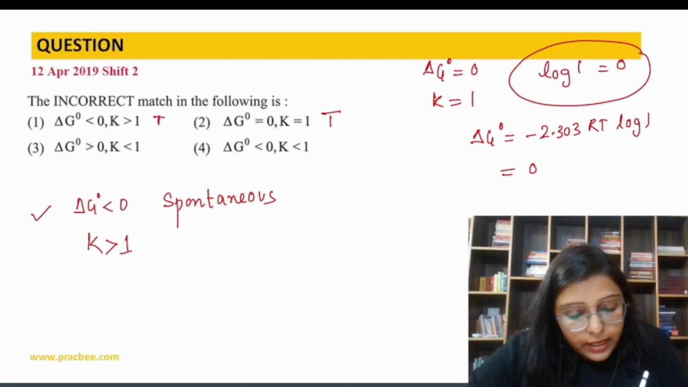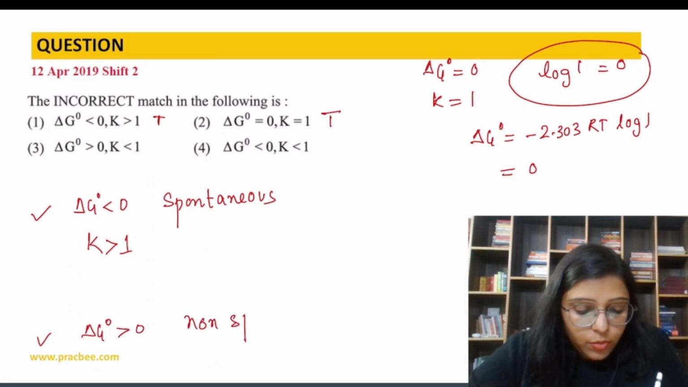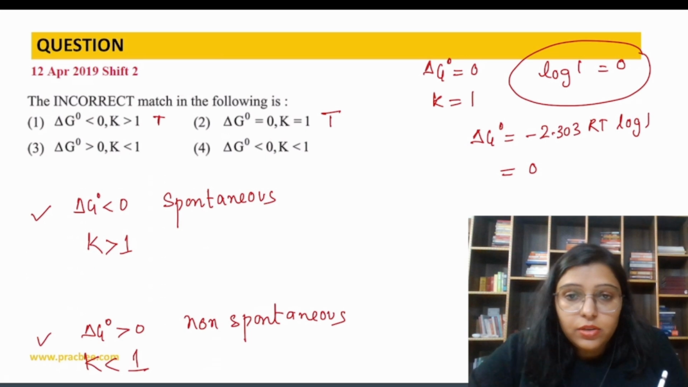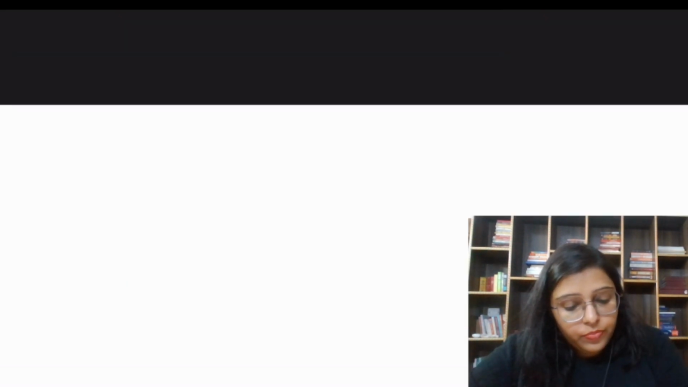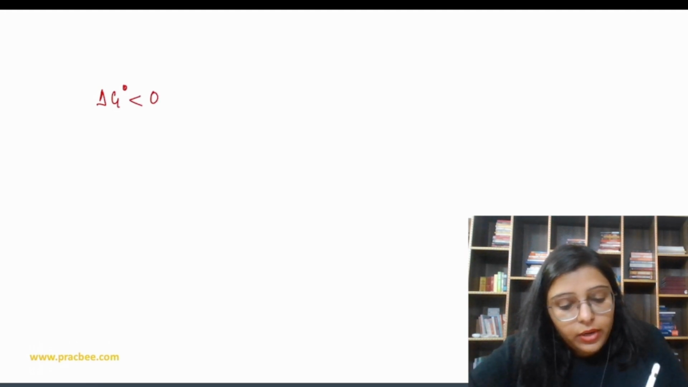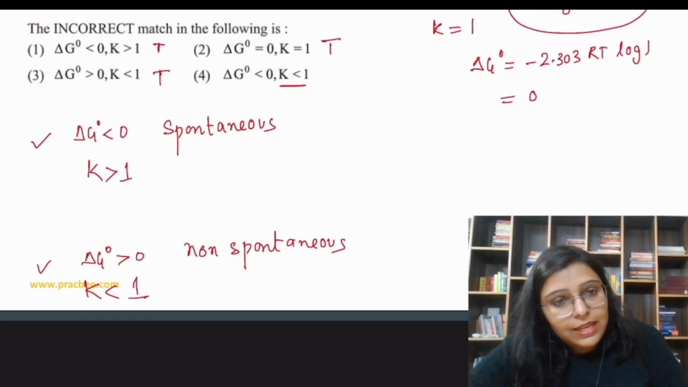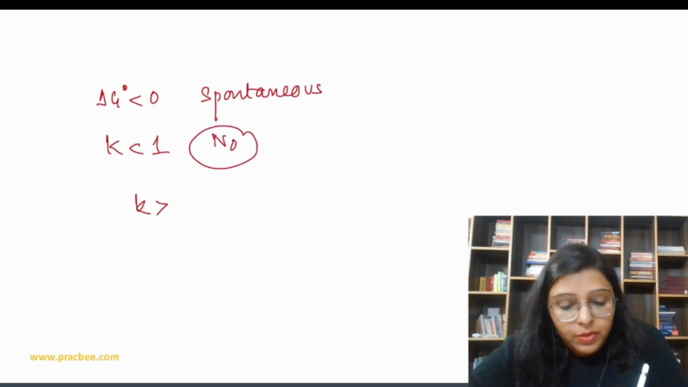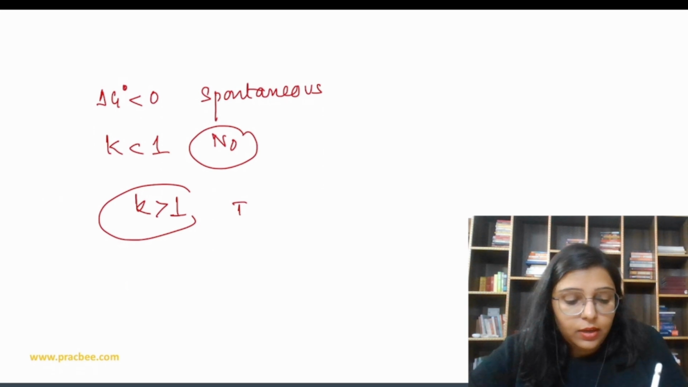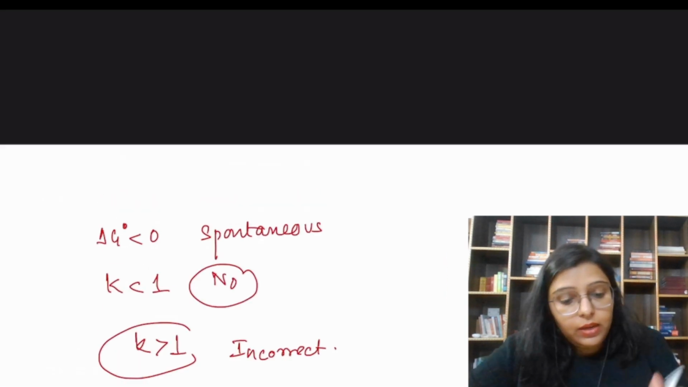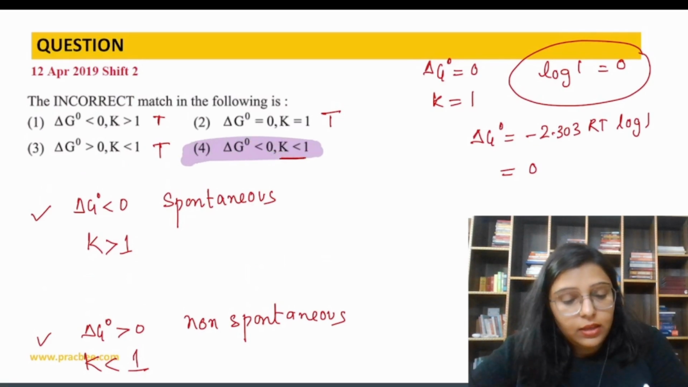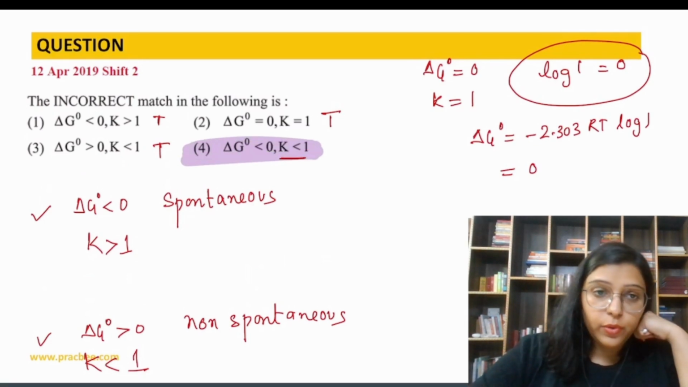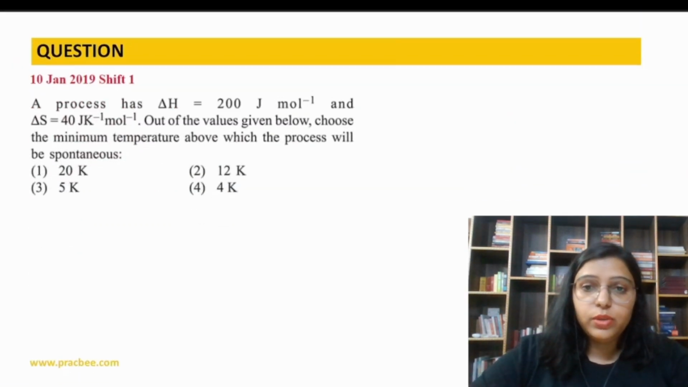If delta G naught is greater than 0, it means the reaction is non-spontaneous. And if the reaction is non-spontaneous, the value of K equilibrium is less. So this is also true. Now, delta G naught is less than 0, it means the reaction is spontaneous. So, K equilibrium is less than 0 or less than 1. No, it should be greater than 1, right? So, this is the incorrect part. So, it means option D is the correct answer, or option 4 is the correct answer. Okay. Now, let's do the next question.